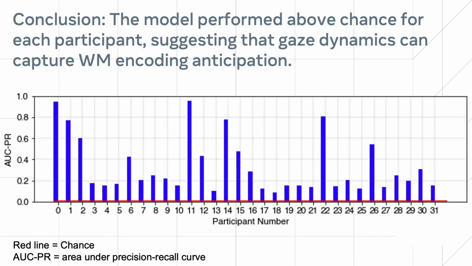Now for the results. The x-axis represents model performance for each participant, and the y-axis is the area under the precision recall curve. And the red line is chance. Here you can see that the model performed significantly above chance on unseen test data for all participants, suggesting that gaze dynamics reflect the anticipation of working memory encoding.